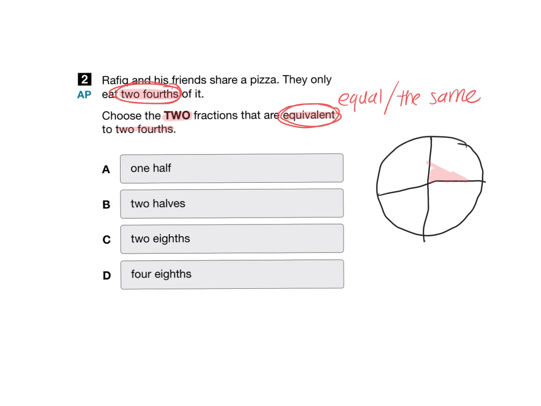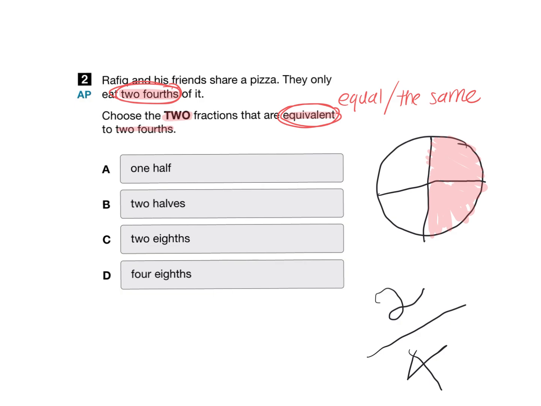1 and 2. Good. Do you know how to write 2/4 as a fraction? Can you write it for me? Can you write 2/4 as a fraction? 2. Good. Out of 4. Excellent. We have to figure out which of these fractions is equal to 2/4.